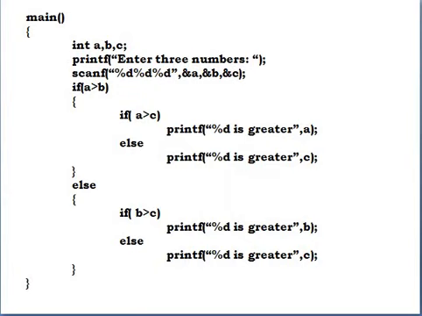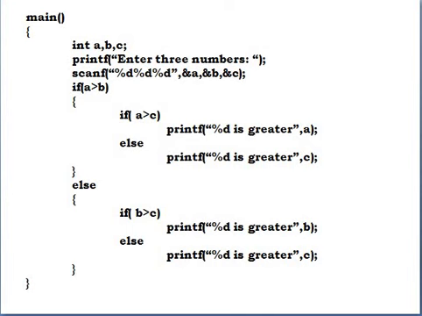In the else block, if the condition A is greater than B fails, then control will move to the else block and it will check if B is greater than C. If B is greater than C, automatically it will print in the if block B is a greater number, else it will print C is a greater number.